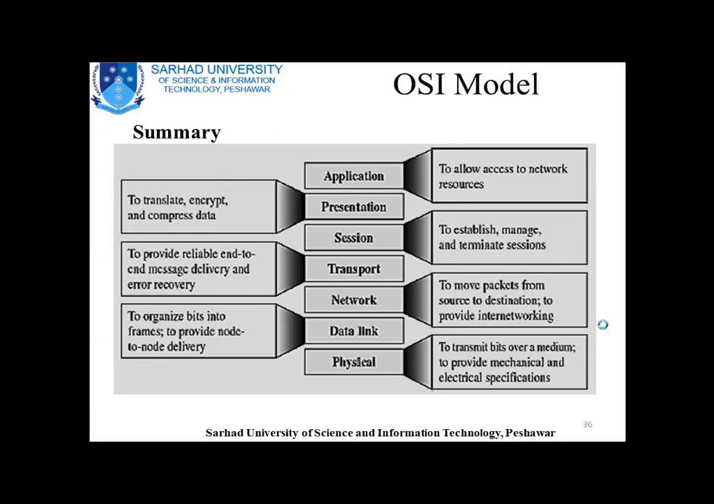Here is a summary of the whole OSI model, starting from the application layer, where the network allows the user access to its resources. Then there is the presentation layer, which translates, compresses, and encrypts the data. Then comes the session layer, which establishes, manages, and terminates sessions. The transport layer provides reliable end-to-end message delivery and error recovery. The network layer moves packets from source to destination, providing them a path, known as routing. The data link layer organizes the bits into frames and provides node-to-node delivery. And the last, or first, layer of the OSI model, the physical layer, manages mostly the channel or transmission media.